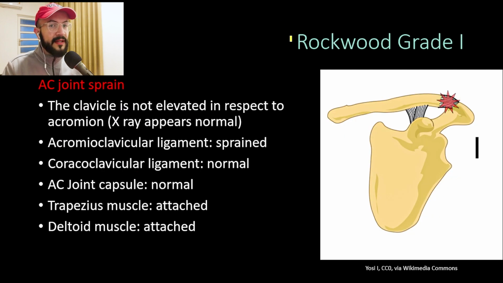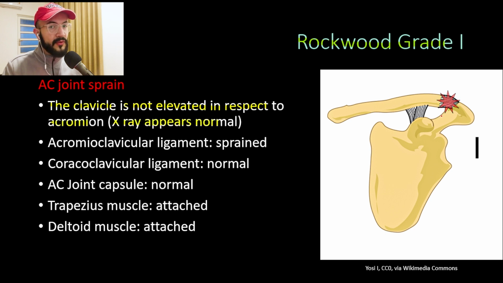Now let's explain each grade of the Rockwood classification. So starting with Rockwood grade 1. In grade 1, the AC joint is sprained, and sprain means an incomplete injury that occurred to the joint. On grade 1, the clavicle is not elevated in respect to the acromion. The X-ray will appear normal.